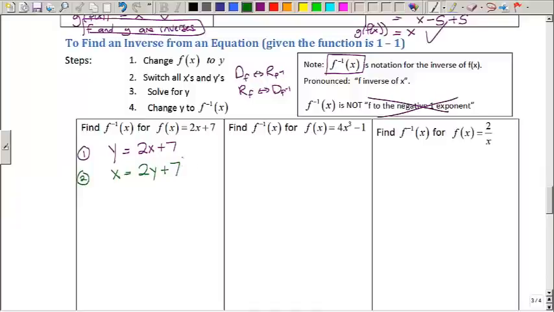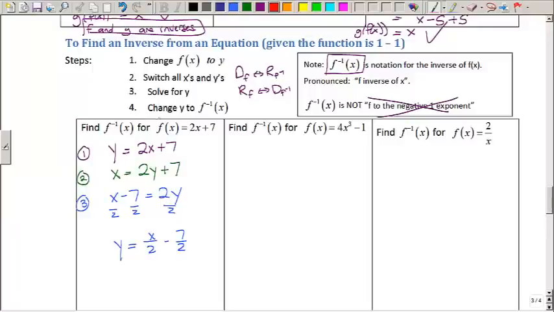Now, even though this is an inverse, it's not written very pretty, so step 3 says we're going to solve for y. So I'm going to subtract 7 from both sides and divide by 2 to get y equals x over 2 minus 7 over 2.